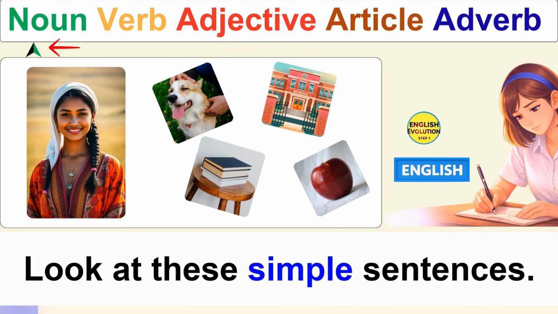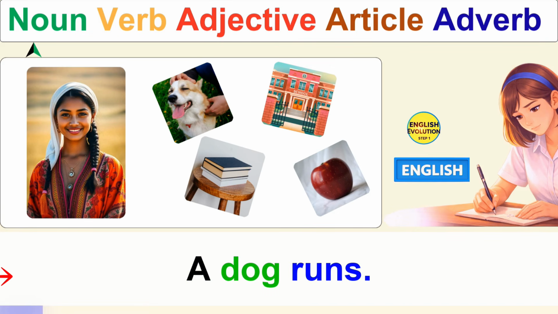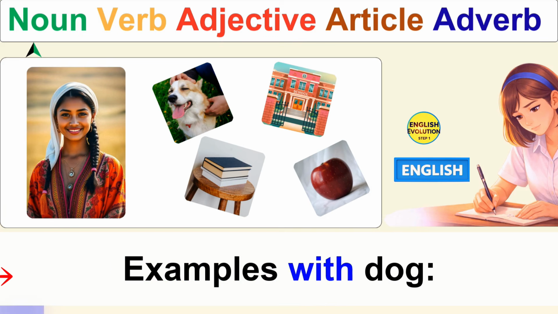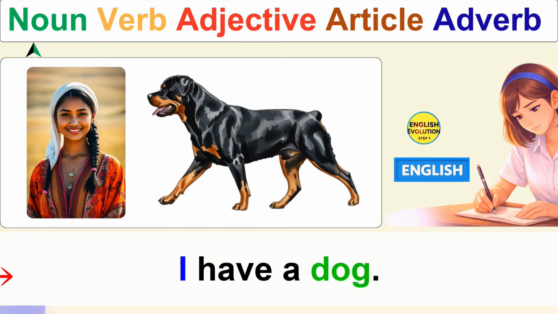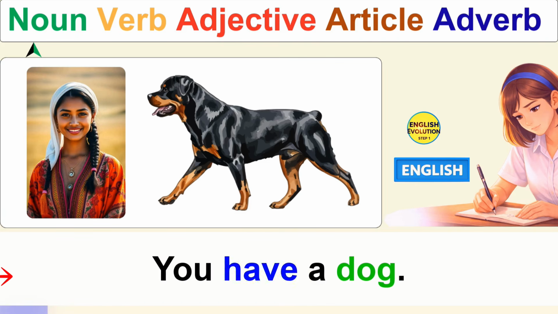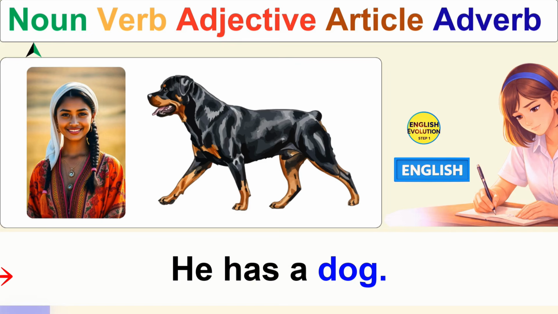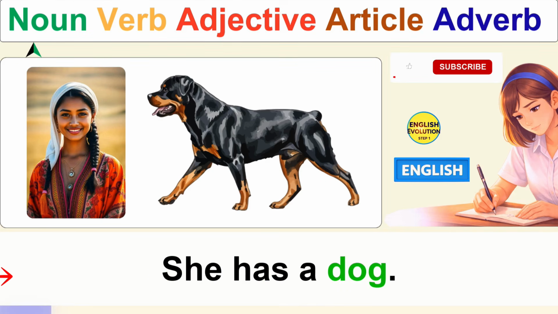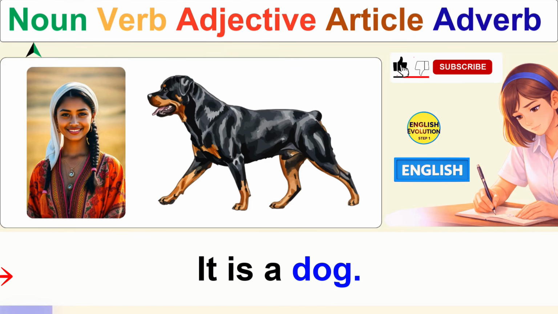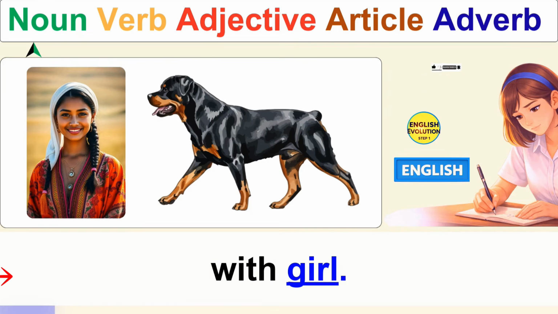Who or what? We use nouns to say who or what we mean. Look at these simple sentences. Dog. The dog. A dog. A dog runs. Examples with dog: I have a dog. We have a dog. You have a dog. They have a dog. He has a dog. She has a dog. It is a dog.